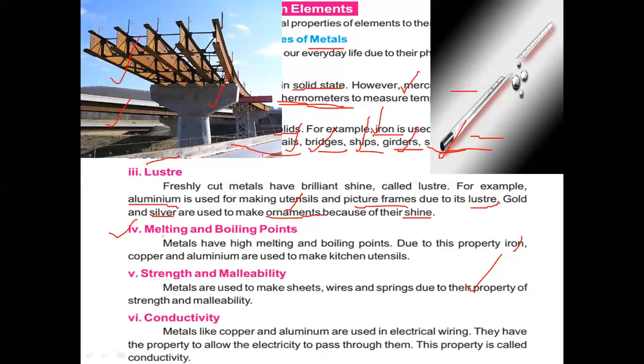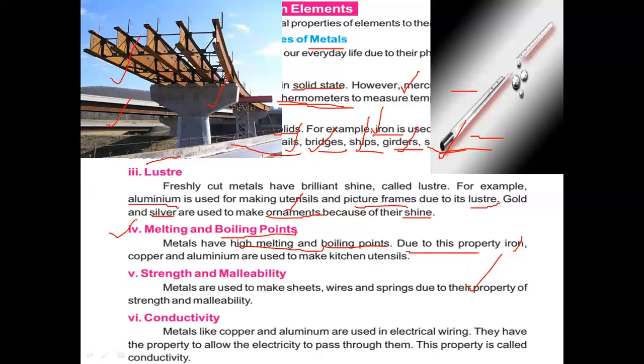And when it is in molten form, that is, in liquid form, and after that, when the liquid starts to boil, that is called the boiling point. Because metals are solids and they are hard, they have high melting and boiling points. It means they do not melt and do not boil so easily. They need higher and higher temperatures, first for melting and then for boiling as well.